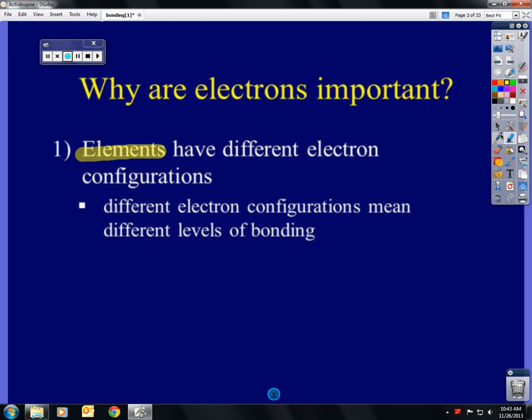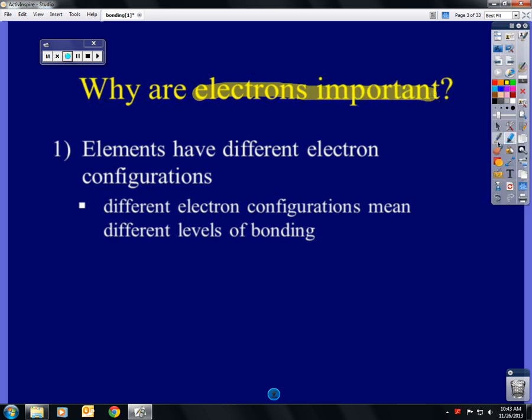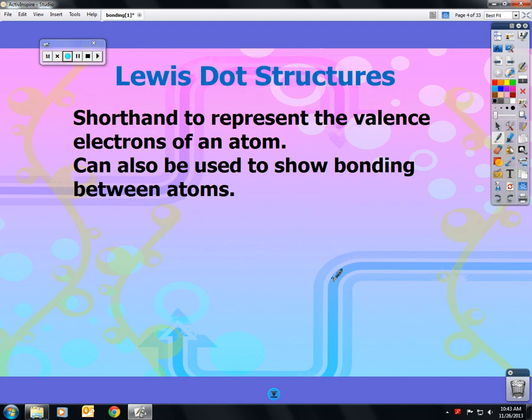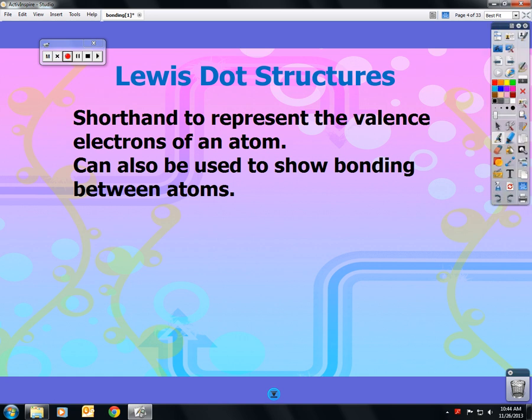Oops. Let's do the right one. Electrons are important. They determine the bonding. Okay, and that's what I had you write. A Lewis dot structure, also called an electron dot diagram, is a shorthand way to represent valence electrons. It can also be used to show types of bonding.